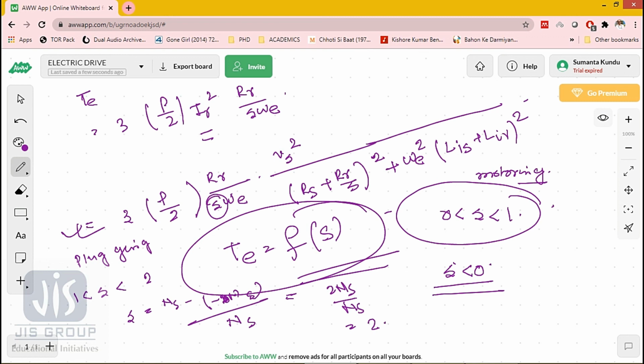And in regeneration, it is rotating at super synchronous speed. So s will become (ns minus super synchronous speed) by ns, that is negative. So it will become less than 0. So this is regeneration.